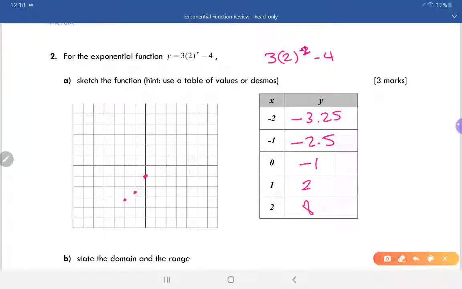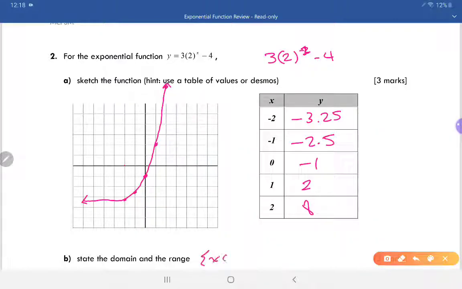So when x is 1, y is 2. And when x is 2, y is 8. It would be up here at 8. And what you're actually going to see is a curve that looks like this. That's your exponential function. Okay, the domain and range.